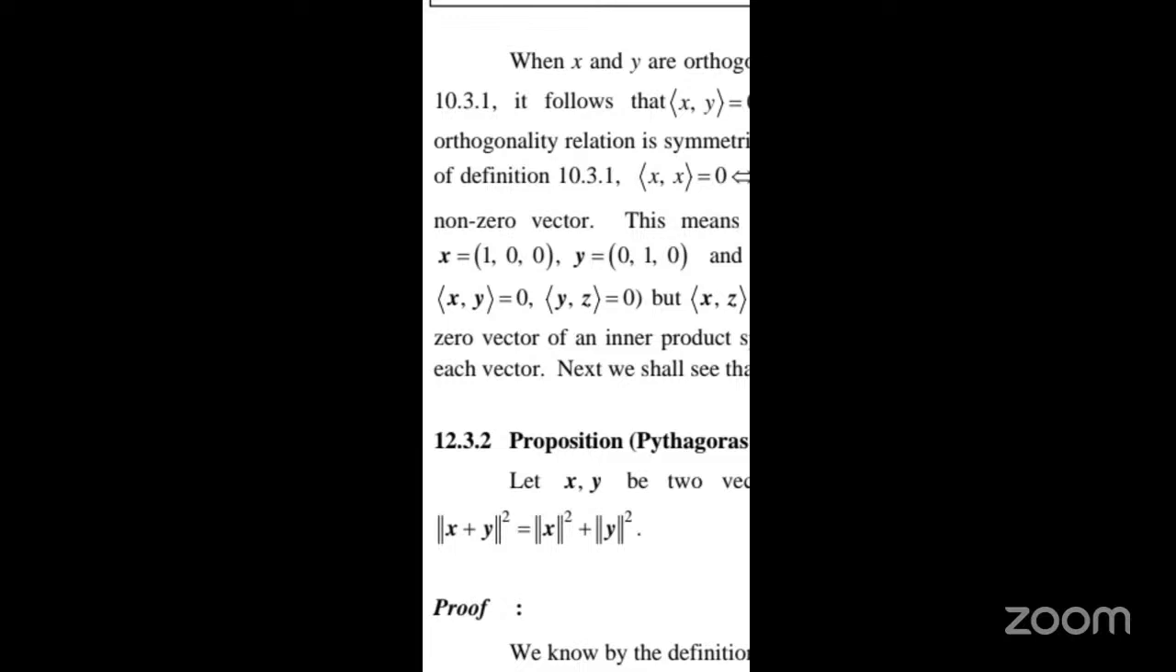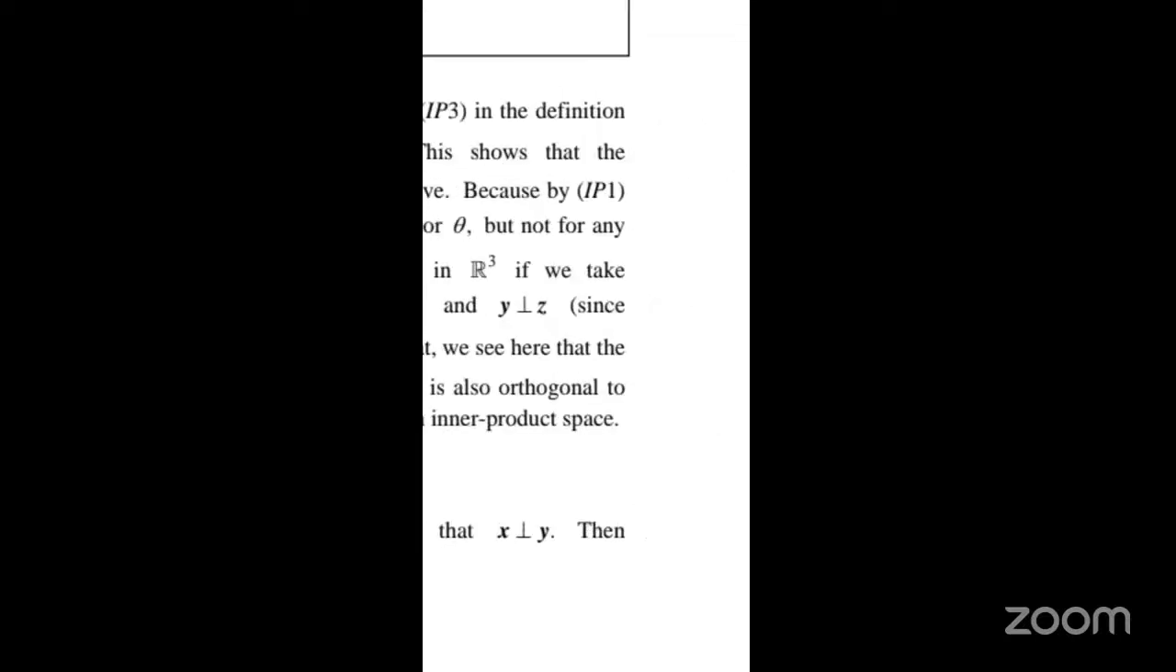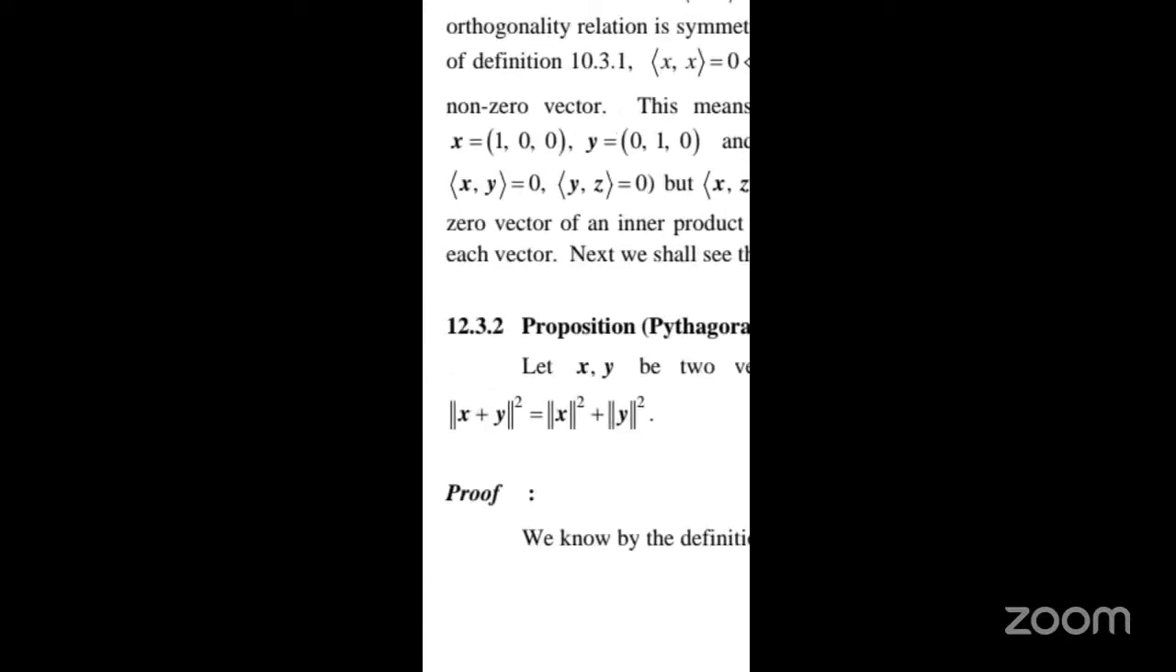According to this one, take the usual basis, the regular basis: x is 1 0 0, y vector is 0 1 0, z vector is 0 0 1. Now x is perpendicular to y and y is perpendicular to z in R cube. But x is not orthogonal to z, though inner product of x and y equals 0 and y and z equals 0.